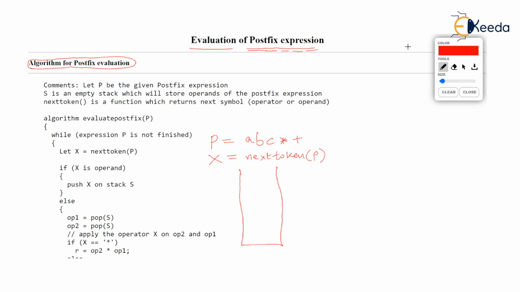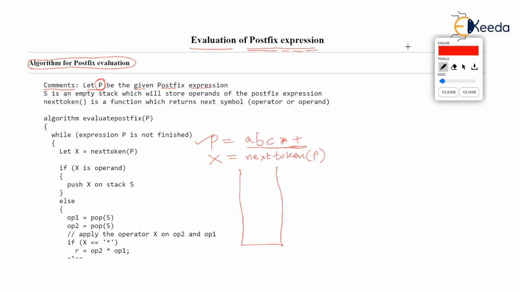So I have kept myself ready with the algorithm and some writing work also. Let's see what we are supposed to find out. In the comment section of the algorithm, I have described that let P be the given postfix expression. Well, this is the postfix expression that we want to evaluate. Let P be the postfix. So let us assume that P is A B C star plus, as written. A B C star plus. We want to evaluate this.